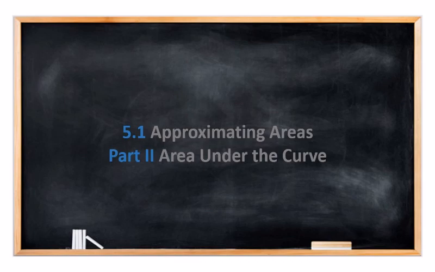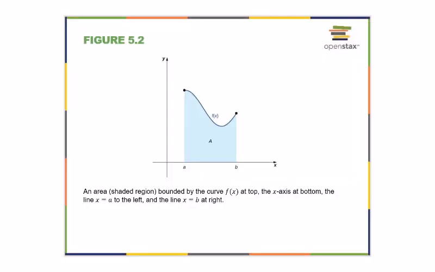We're in 5.1 again, and this time we're going to talk about area under the curve. We're going to connect that with our sigma notation and summation. This is what we're after: a way to find the area underneath the curve from a bounded region.